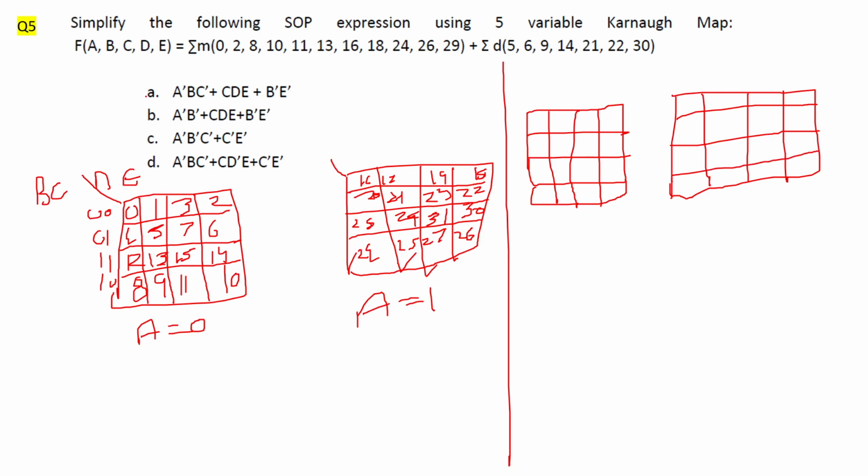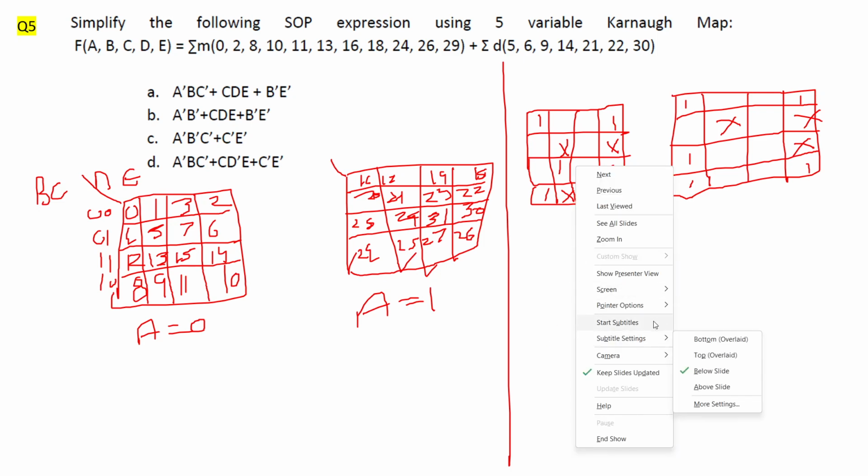So now the minterms need to be filled with 0 2 8 10. So 0 2 8 10, then it's 11 13 16. 11 13 16 will be here, then 18 24 26 29, and then we have the don't care zone: 5 6 9 14, 21, 22 and 30.